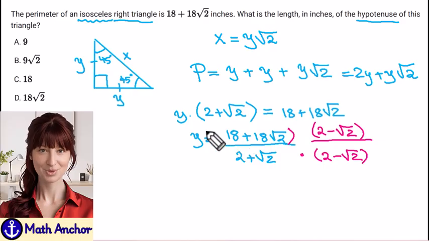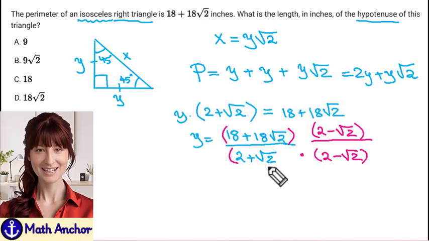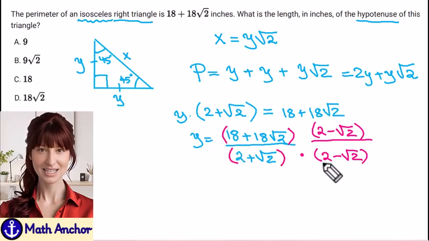Let's go ahead and put parentheses here. The reason why we are multiplying by this expression is because when we apply the difference of squares formula here, we are going to achieve a rational number. We're going to get rid of the radical sign in the denominator. We're going to deal with that later.